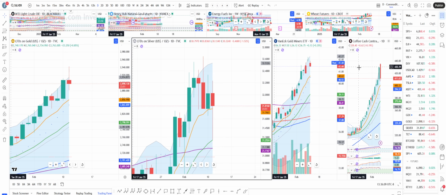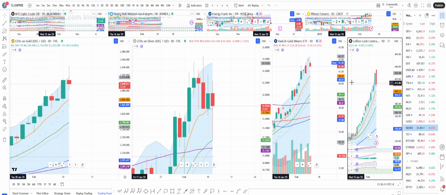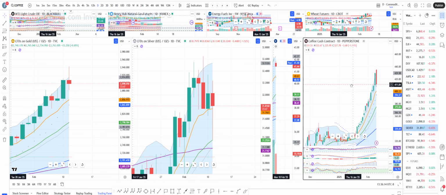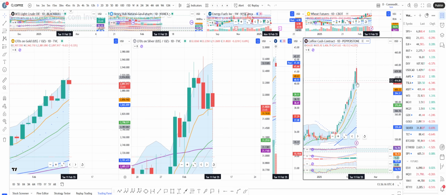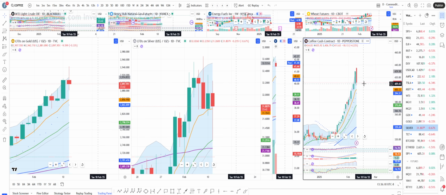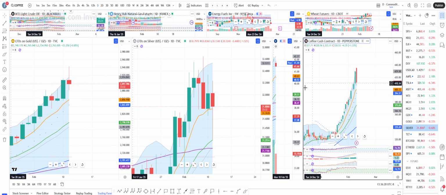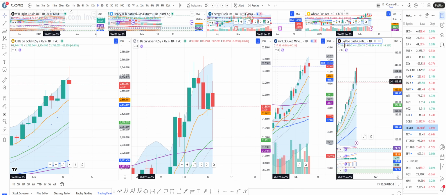And now, by the way, coffee, this is the coffee contract. So today is a very strong dark cloud cover. If tomorrow coffee closes below the low of today, or either today or yesterday, it would be a reversal. Just keep this in mind.